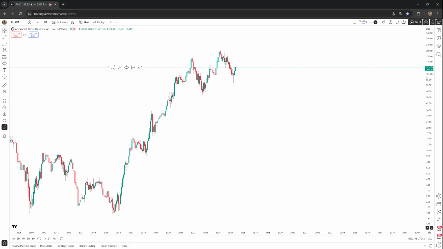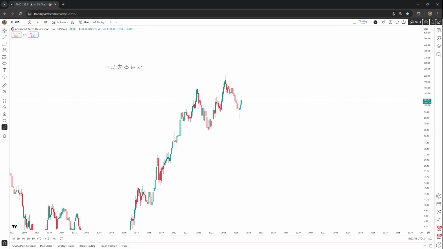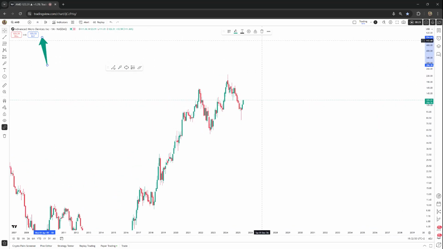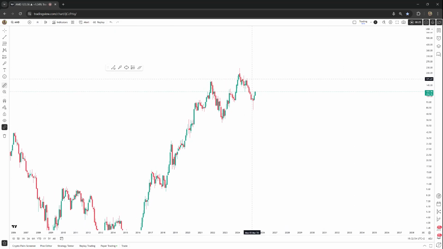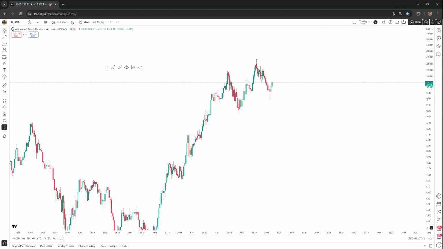If we start this analysis here on the monthly time frame, basically the first thing which we have to do is determine the underlying trend. Yes, you're absolutely right. Over the past couple of months, starting back in the beginning of 2024, from top to bottom, AMD corrected approximately minus 65%.